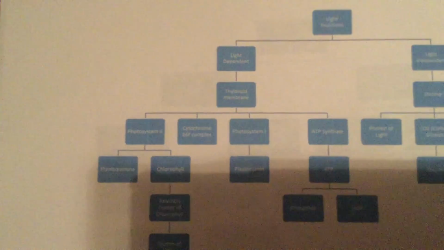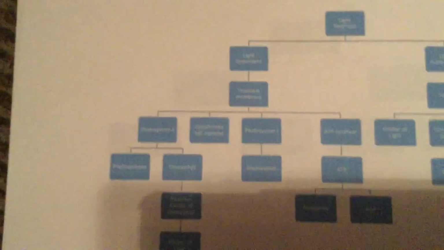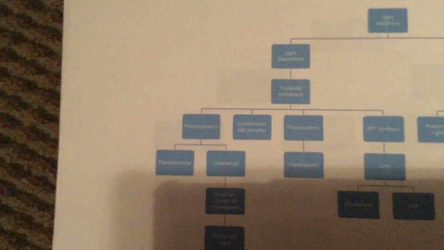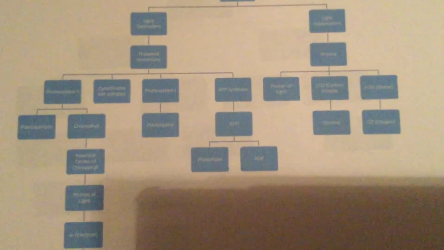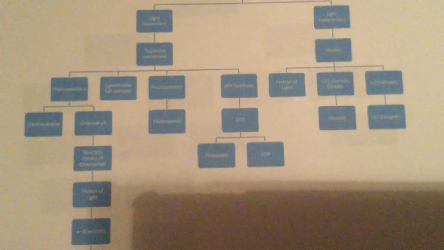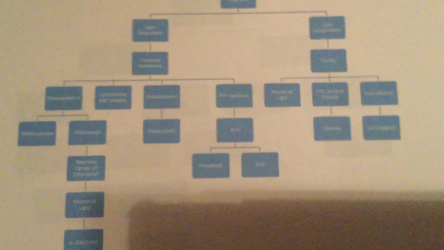Next, I have photosystem 1, and below it, I have plastocyanin. And then next I had ATP synthase, which went down to ATP, and then from there it split off to phosphate and ADP.